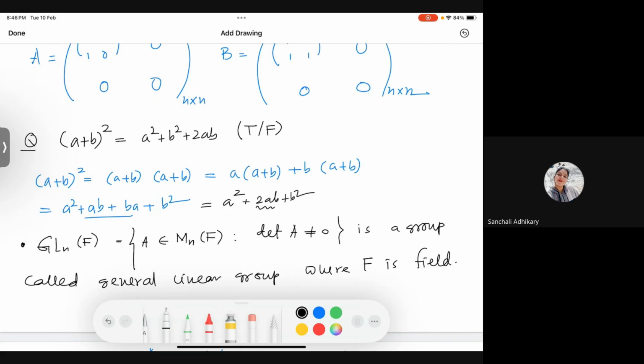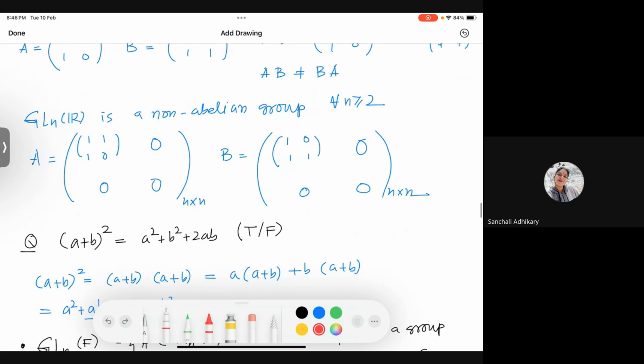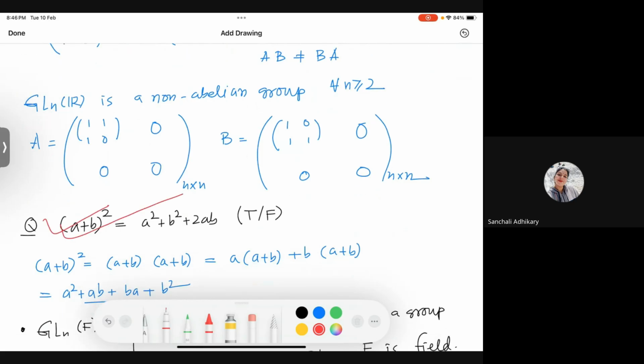So to write this, we need to know, is AB equal to BA? Is it true? This is true for real numbers. But for matrices, is it true? The answer is no. So for matrices, this is not true. If you take A equal to this and B equal to this, then AB is not equal to BA. So this formula is not true everywhere. So in matrices, this formula is not true.